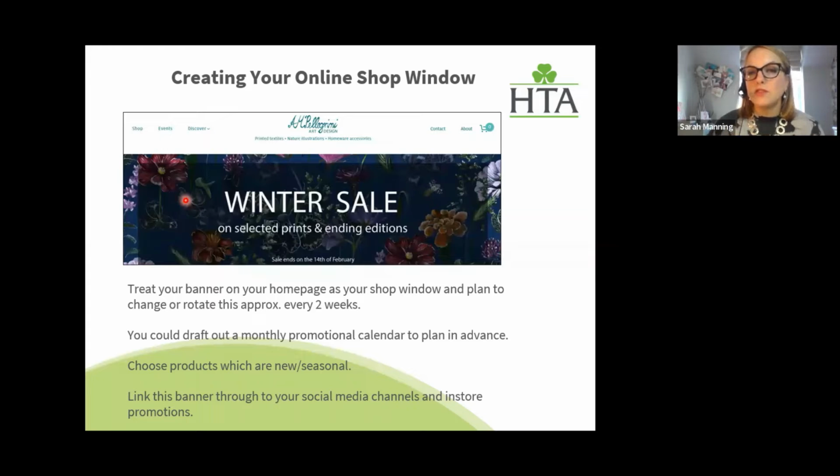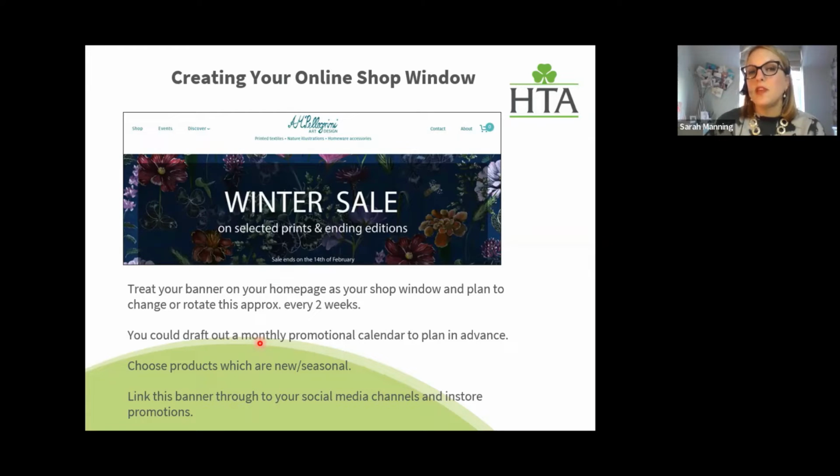It's really useful if you can have a bit of a plan of the type of things that you would like to have on the header banner. So I would usually work with clients and try to get them to plan out more of a monthly promotional calendar so they can analyze what they want to focus on.